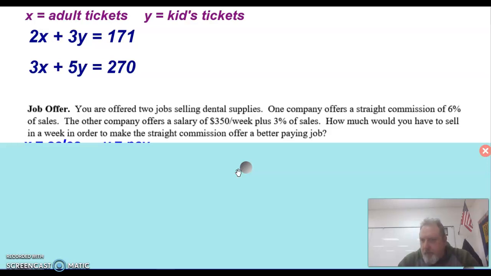So you got a sales job selling dental supplies. One company offers straight commission. That means you only get paid off of the sales that you make, and you can see here that's 6%. So if you sold $10,000 for the month, you would get 6% of that, which would be $600, or in a week, I should say.